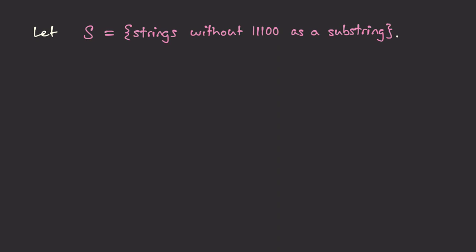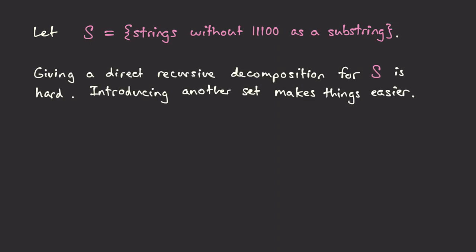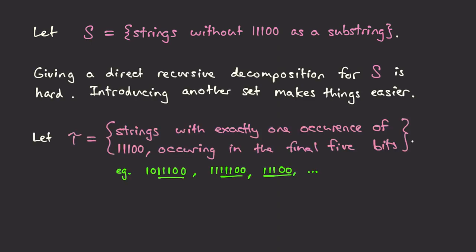The best way to solve this problem is actually to introduce a different, related set of strings. Let pink T be the set of all strings that have exactly one occurrence of 11100, and where that occurrence occurs in the last 5 bits. Note that the sets pink S and pink T are disjoint, and that if you add a 0 or a 1 to the end of a string in pink S, you might have another string in pink S, but you also might have a string in pink T.